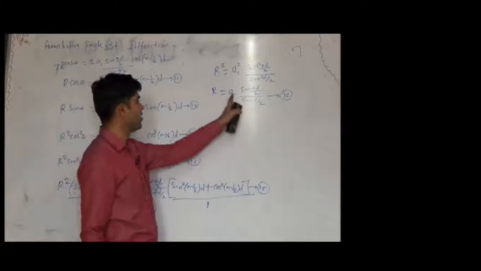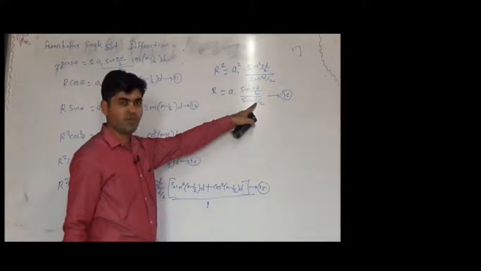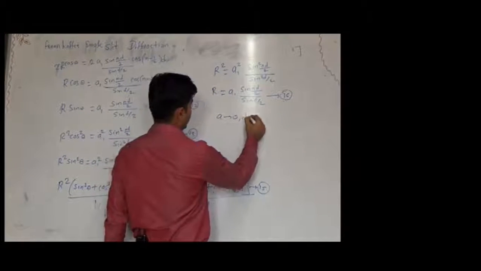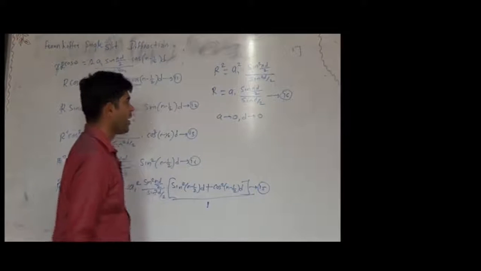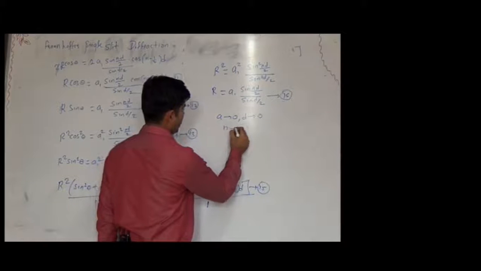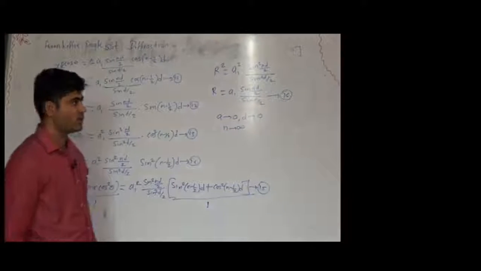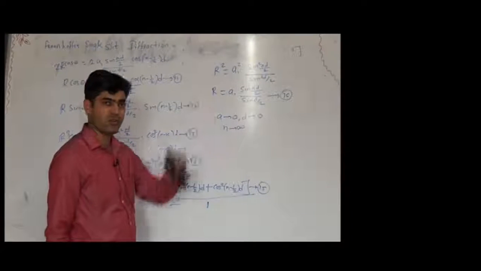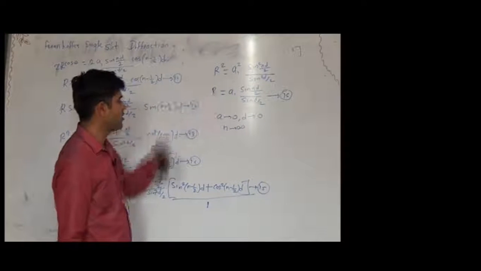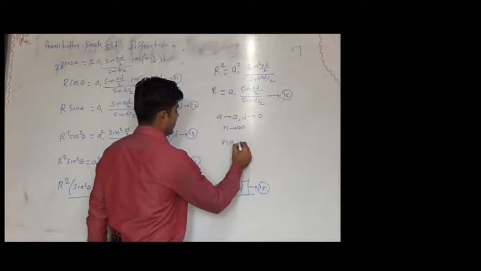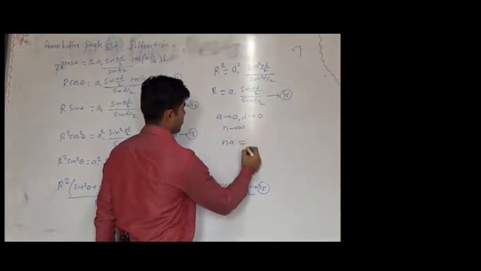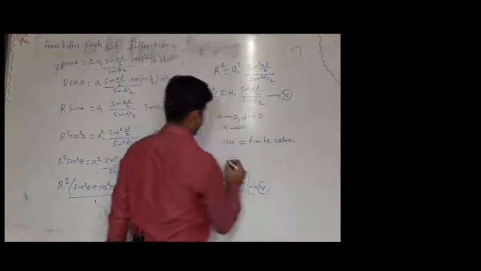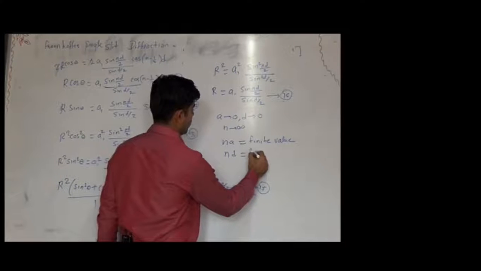In this equation, a is very small, d is very small, which means we can write a tends to 0, d also tends to 0, and n is very large, so n tends to infinity. Let me say it properly: a is equal to 0, d is equal to 0, n is equal to infinity. In such a case, we can say that n into a is equal to a finite value. Similarly, n into d is also equal to a finite value.